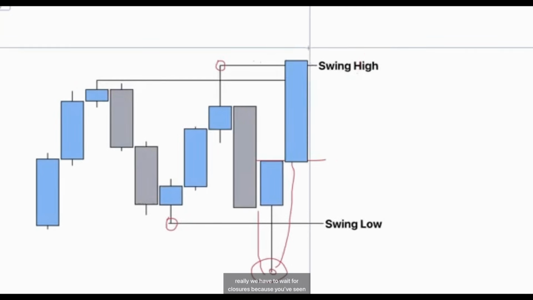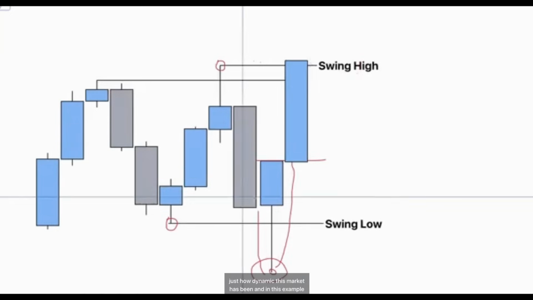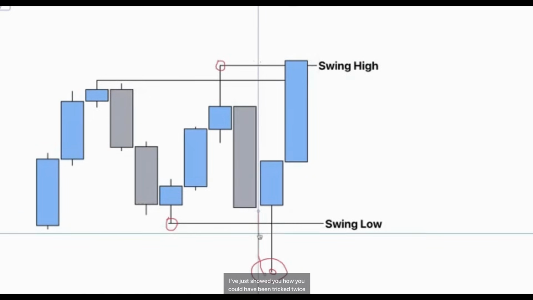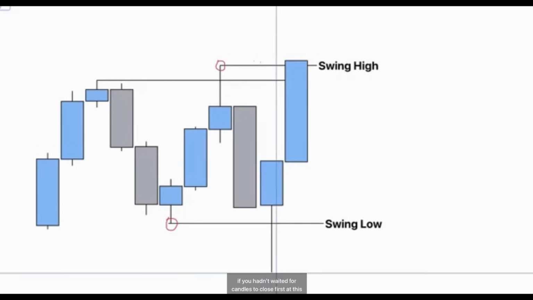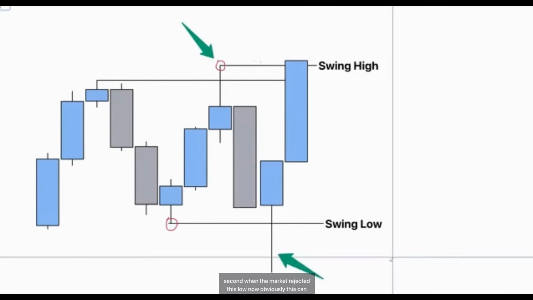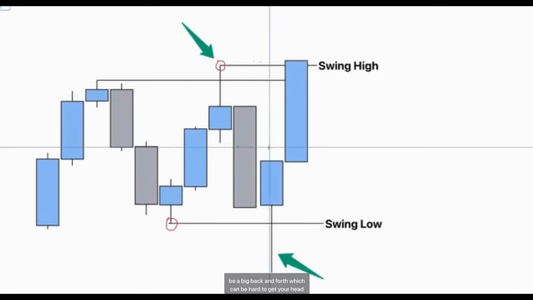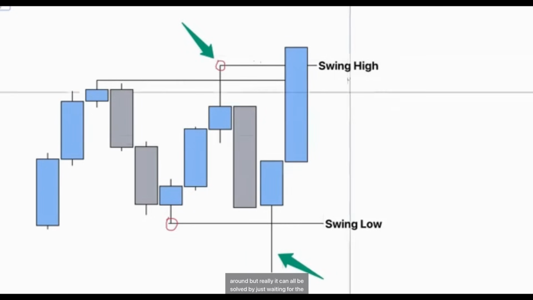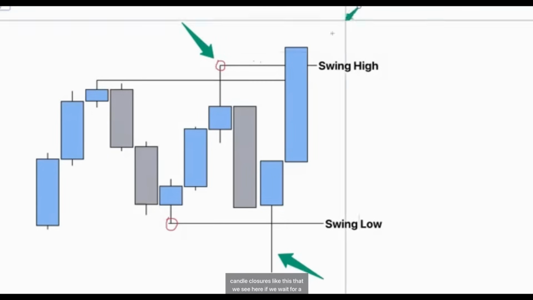So really, we have to wait for closures because you've seen just how dynamic this market has been. And in this example I've just showed you, how you could have been tricked twice if you hadn't waited for candles to close. First, at this top point up here when the market rejected the high, and second, when the market rejected this low. Now, obviously, this can be a big back and forth, which can be hard to get your head around.